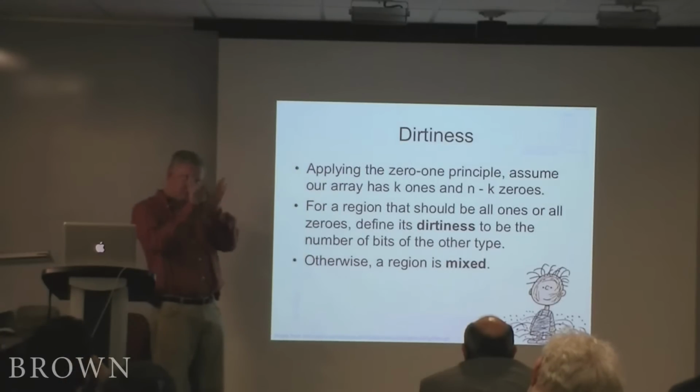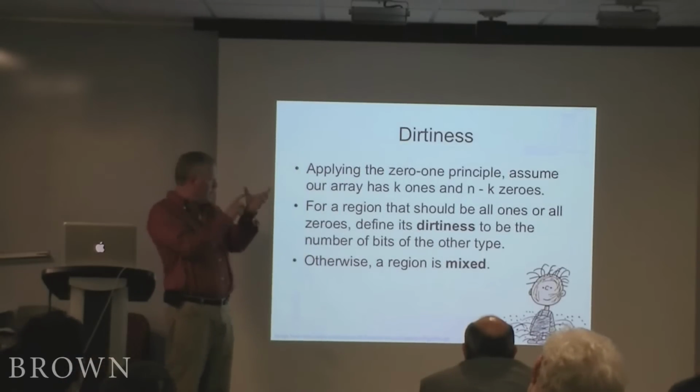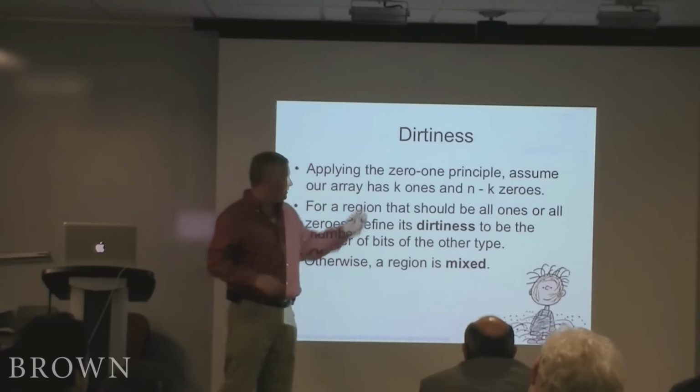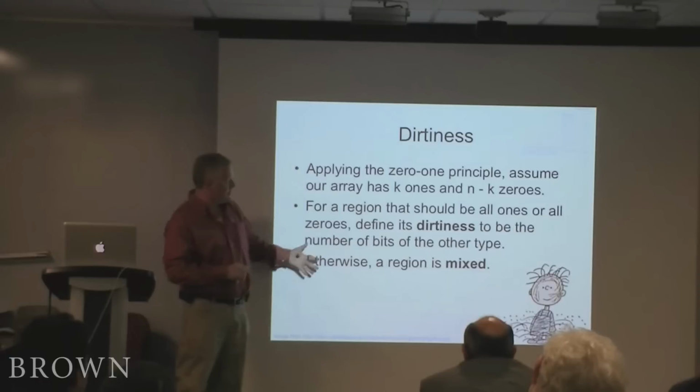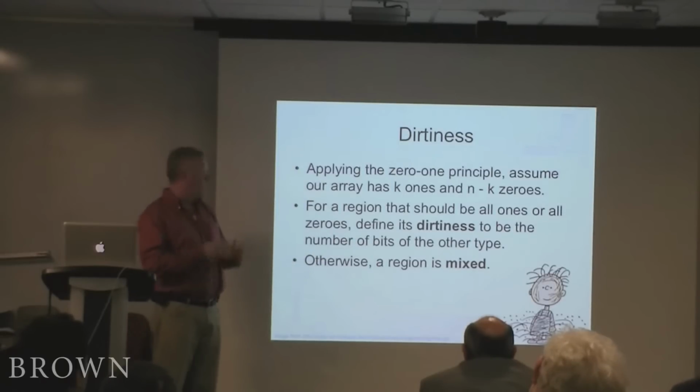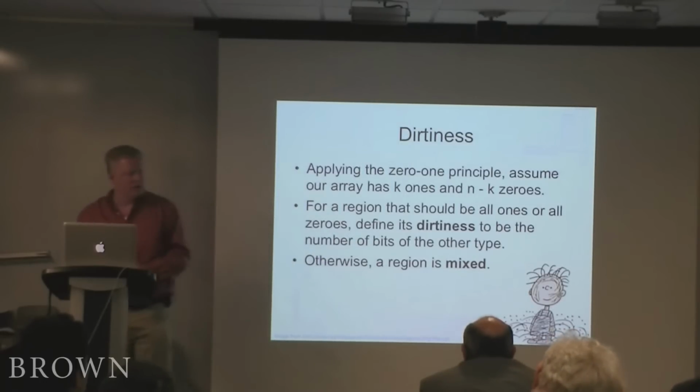And if a region, in terms of the boundary of where that region falls, is supposed to have some 1s and some 0s in it, we refer to that region as a mixed region. And we don't worry about its dirtiness at all.